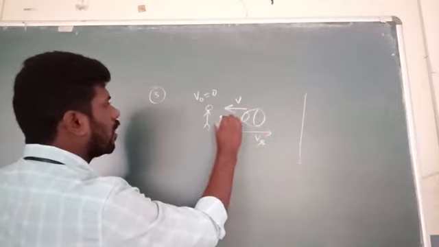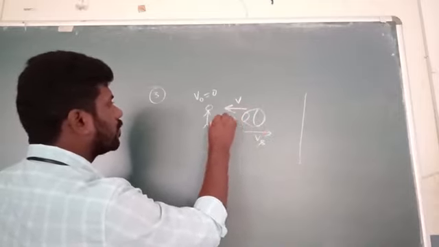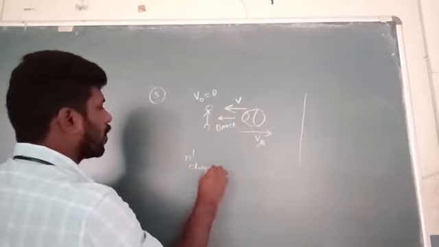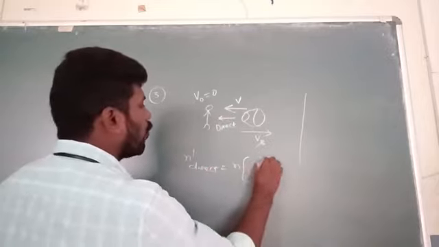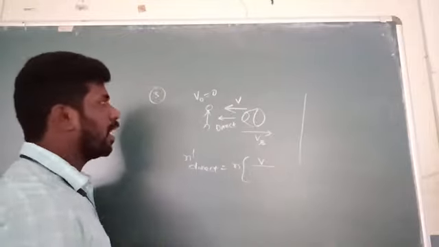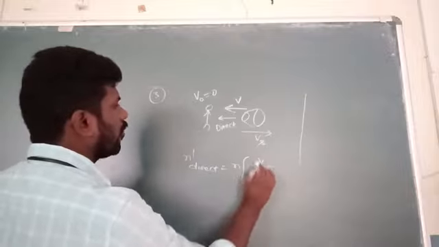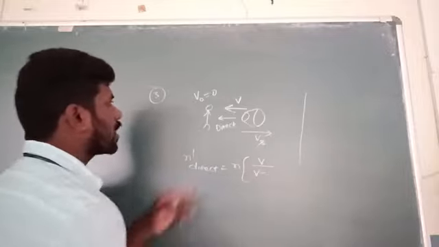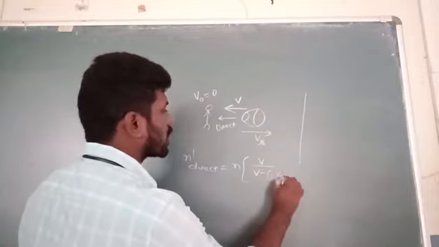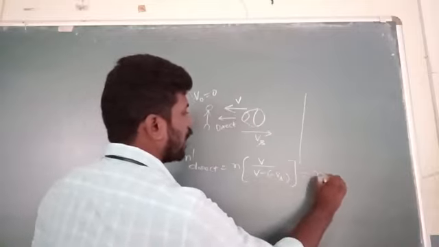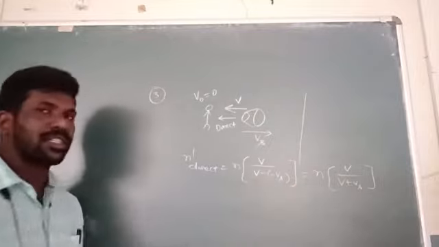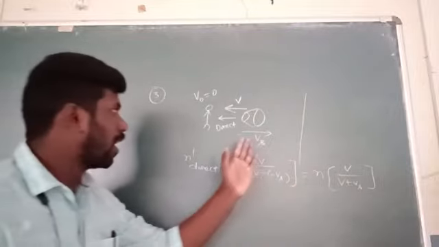Coming to the first, the direct sound heard by the observer is in this direction. This is direct sound heard by the observer. So n dash direct equal to n into V by V. There is no condition for V naught because the observer is at rest, a stationary observer. This is the formula with minus. V and Vs are in opposite direction, so plus Vs. That is n into V by V plus Vs. This is the direct sound heard by the observer.